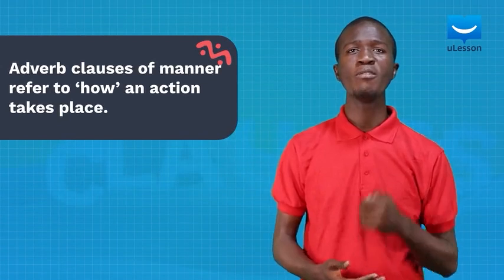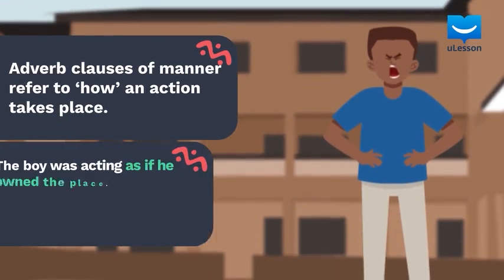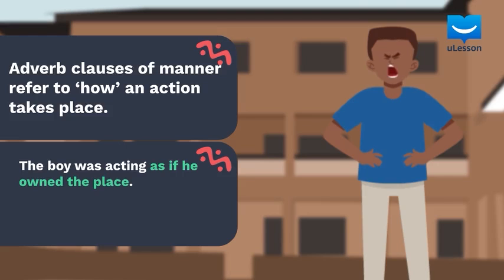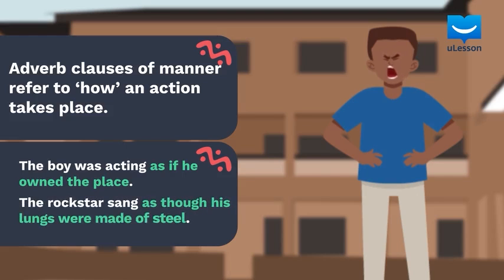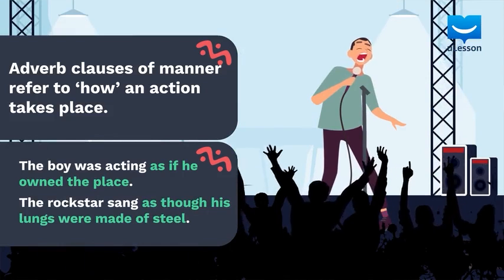Adverb clauses of manner refer to how an action takes place. For example, the boy was acting as if he owned the place. The rock star sang as though his lungs were made of steel.